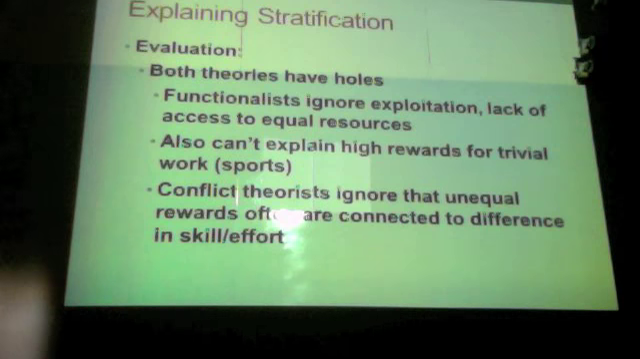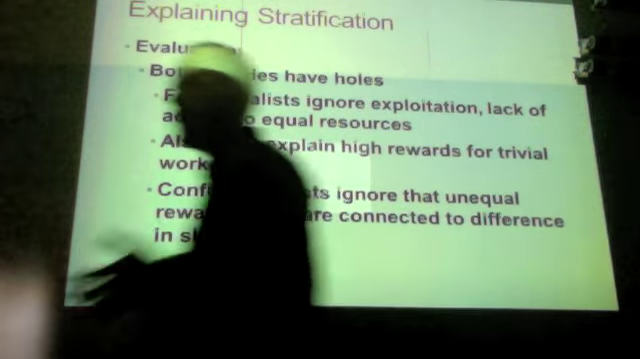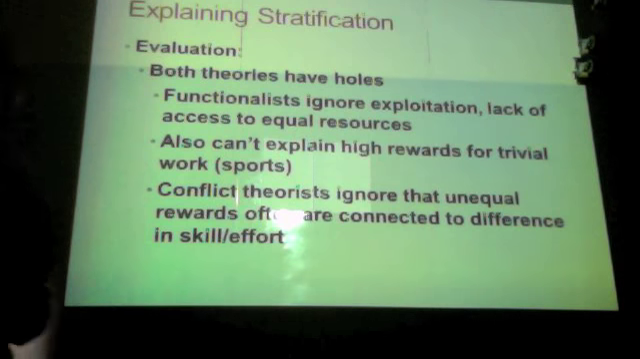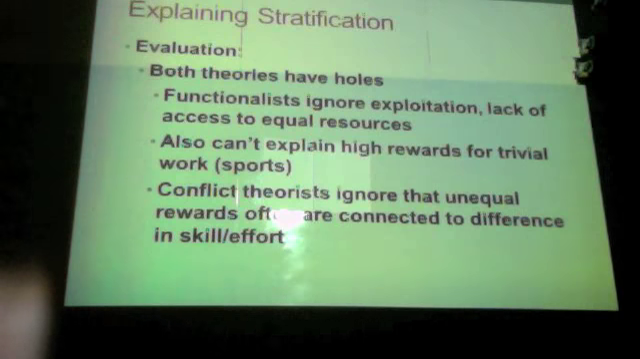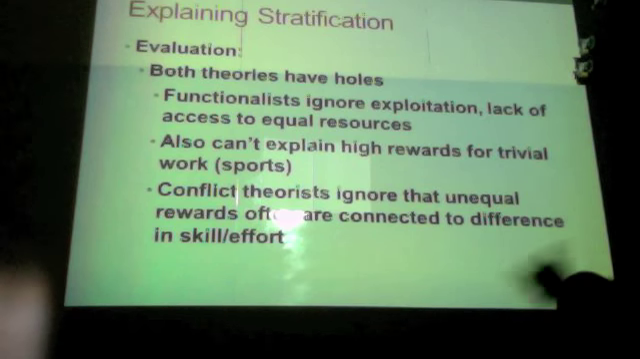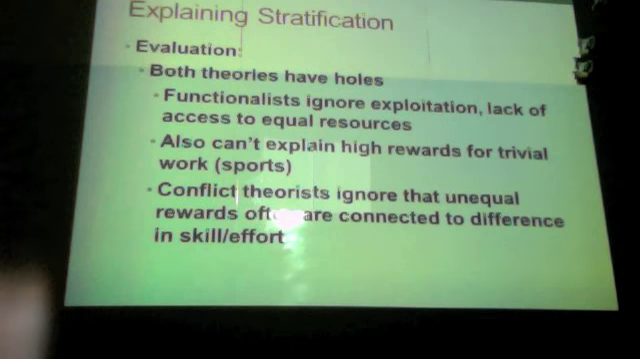The other problem functionalists face with their explanation of stratification is that they have a tough time explaining the high rewards for relatively trivial work. Why does Alex Rodriguez get paid $250 million to hit 25 home runs and bat .290? In our society, members of sports teams, athletes, are very, very highly paid for work that serves no function in our society besides distracting the masses from their problems.